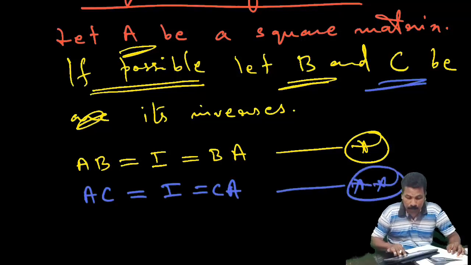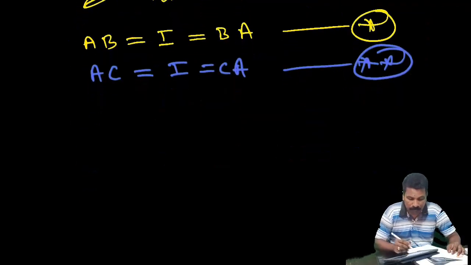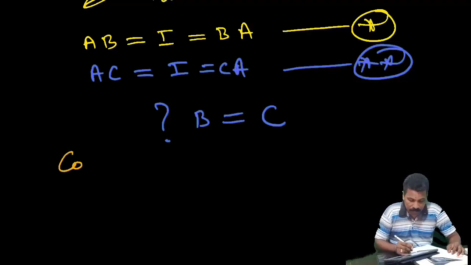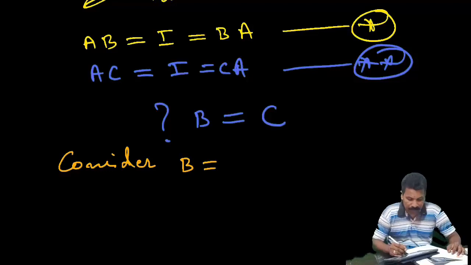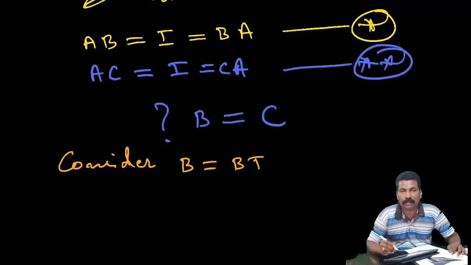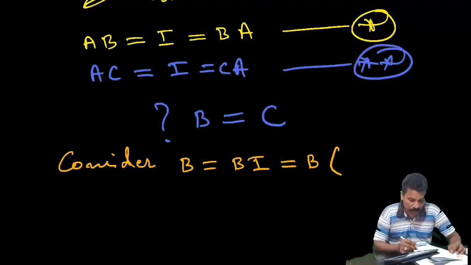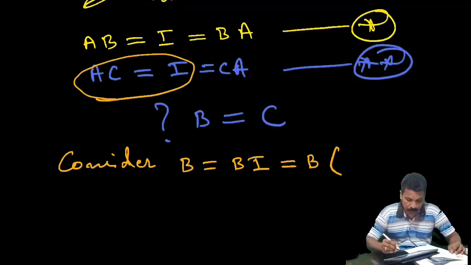Now what we shall prove is that B is equal to C. Consider B. We know that B is equal to BI, because we can multiply any matrix by identity matrix without altering it. And what is I now? I is nothing but AC. You know, AC is I. So we can write in place of I, AC.